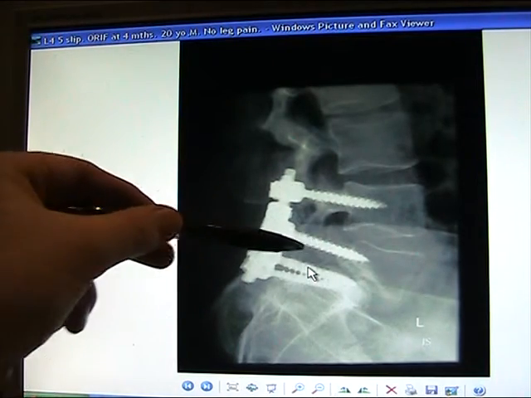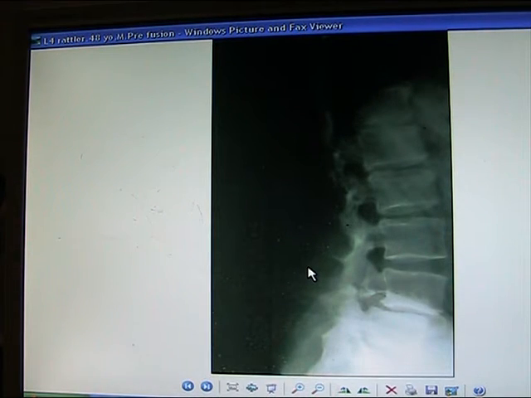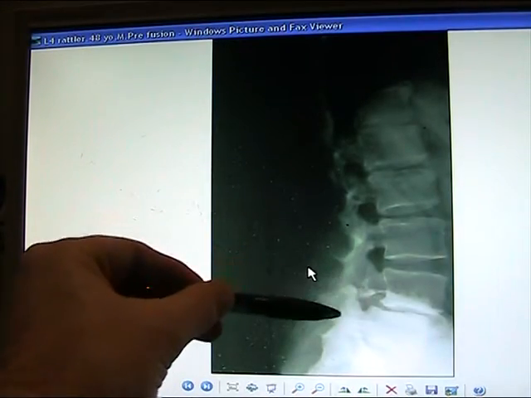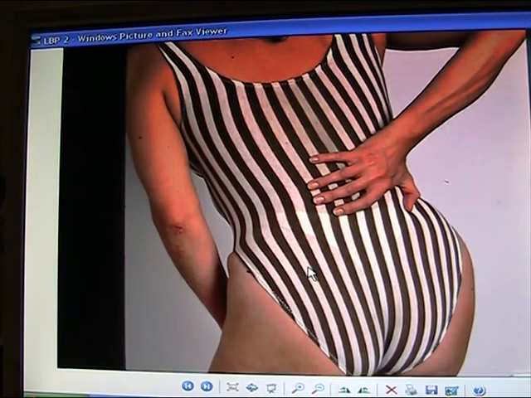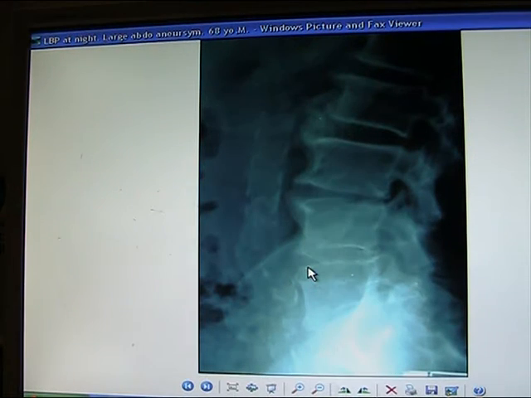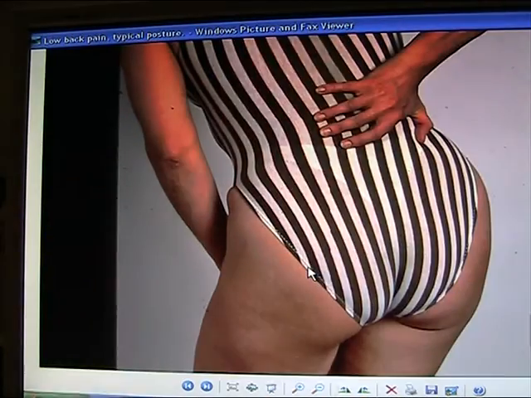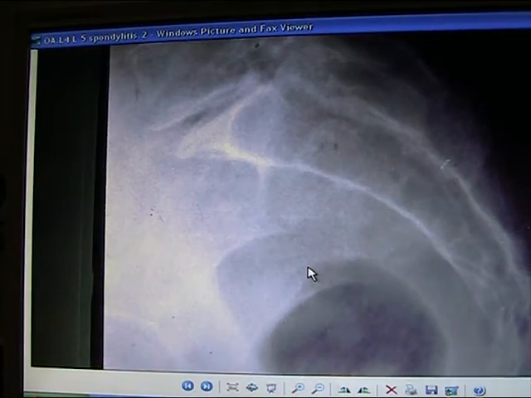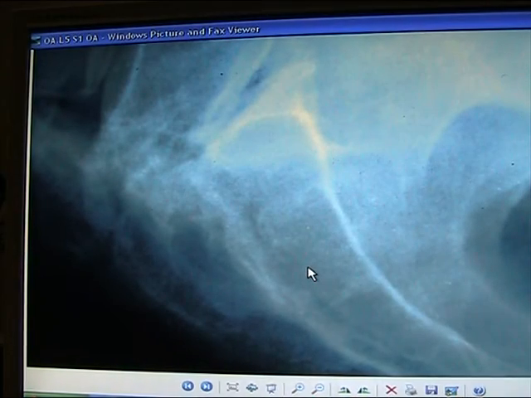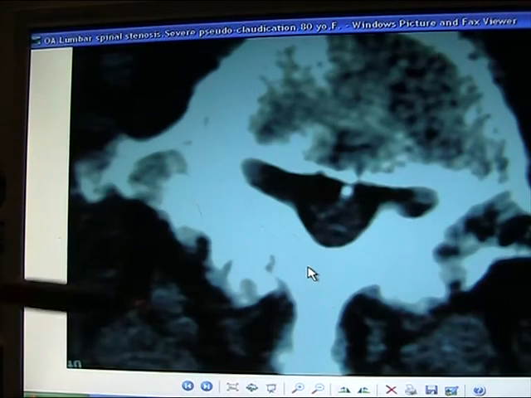L4-5 slip has been fixed in situ for instability and pain. L4 rattler. Low back pain common in the community, excluding cauda equina, tumour, infections and fractures. Low back pain at night, large abdominal aortic aneurysm causing it. OA L5S1 junction quite marked here.